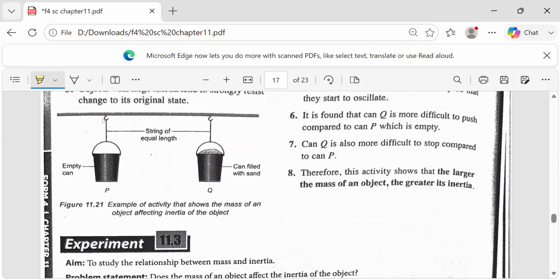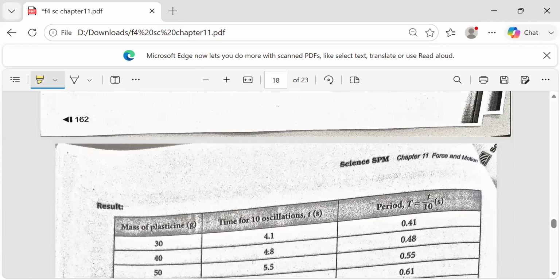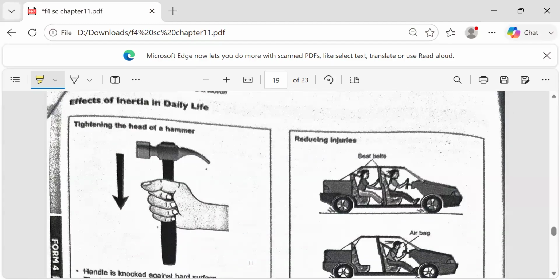So it's easier to push the empty can, harder to push the can filled with sand. But when the can filled with sand is already moving, it is harder to stop. Get it? Okay. So, examples of inertia.